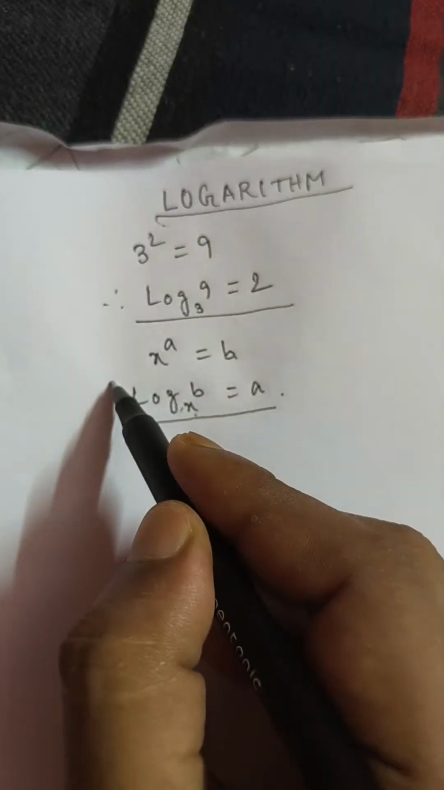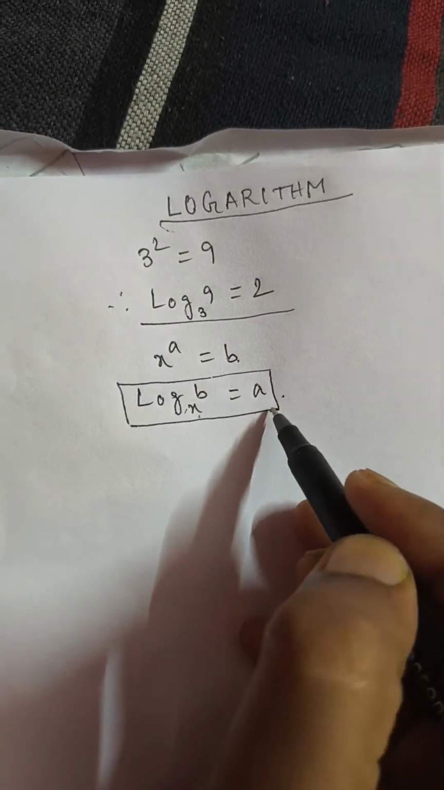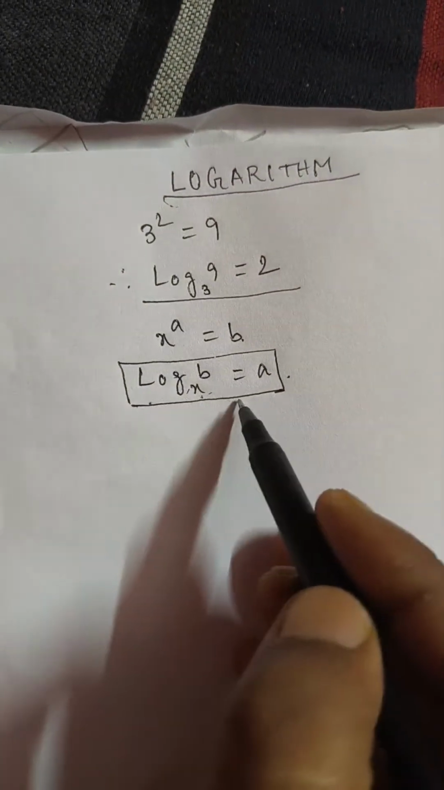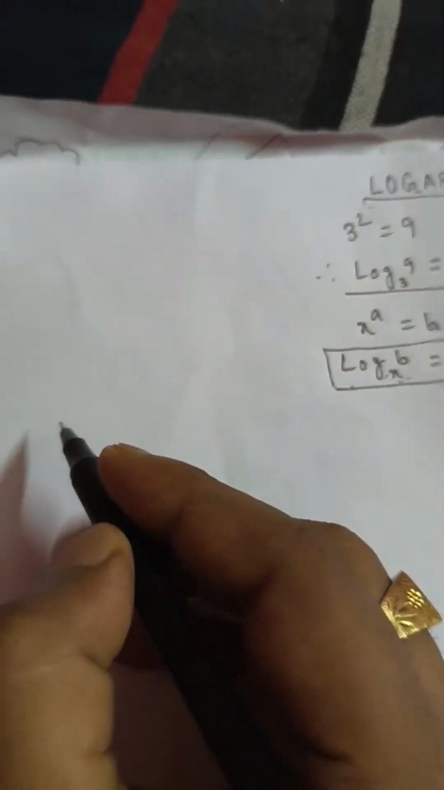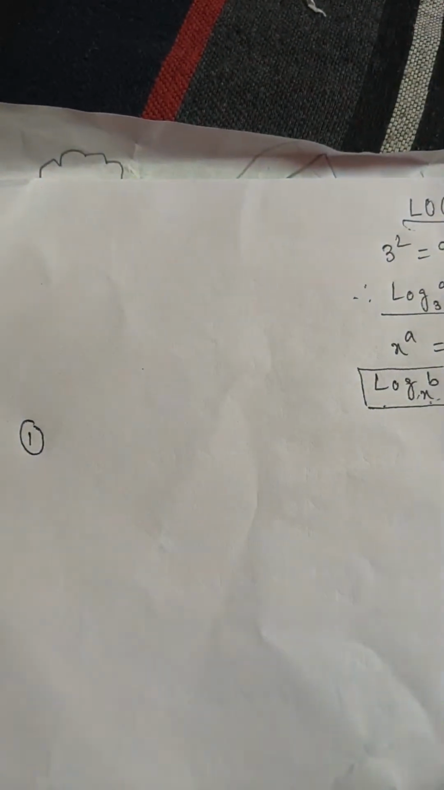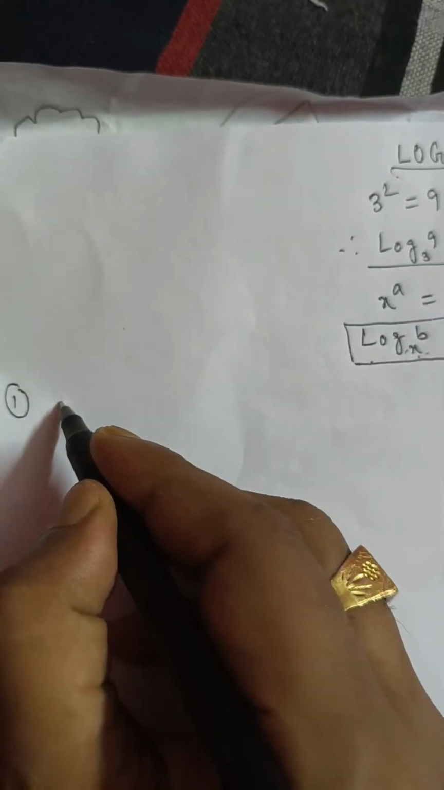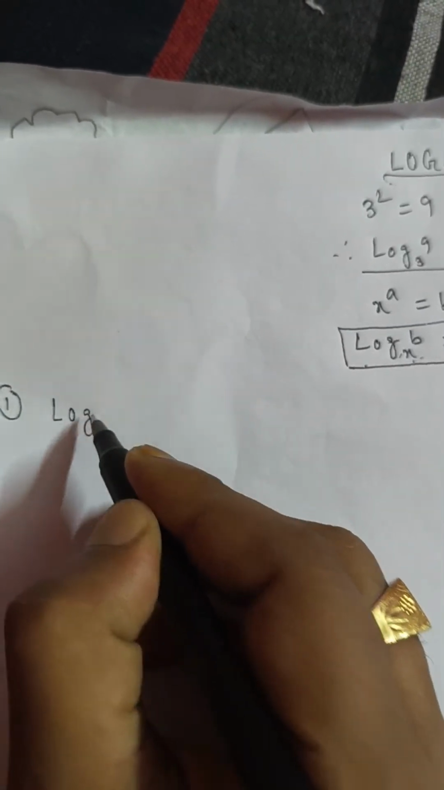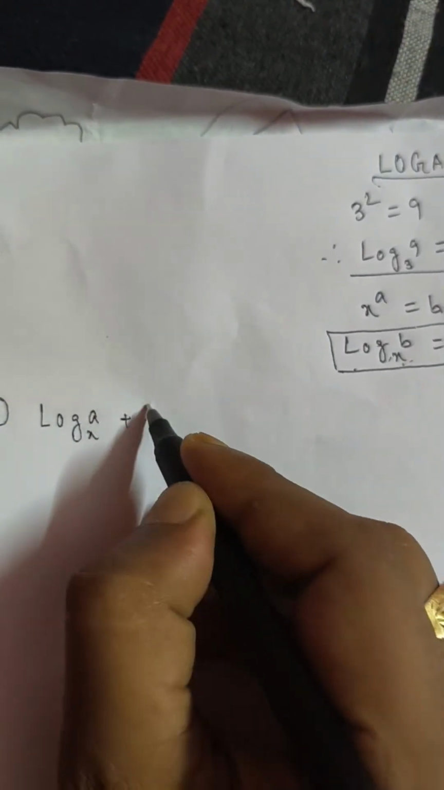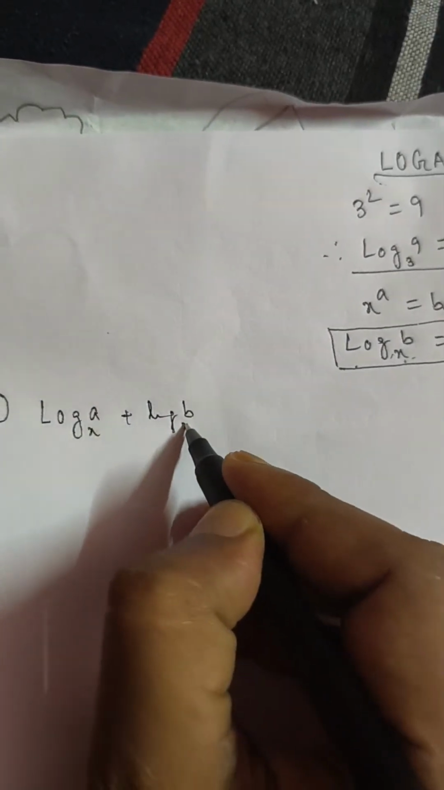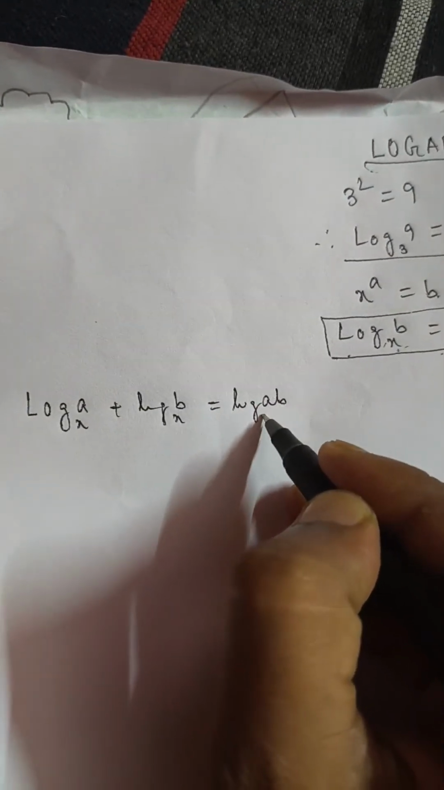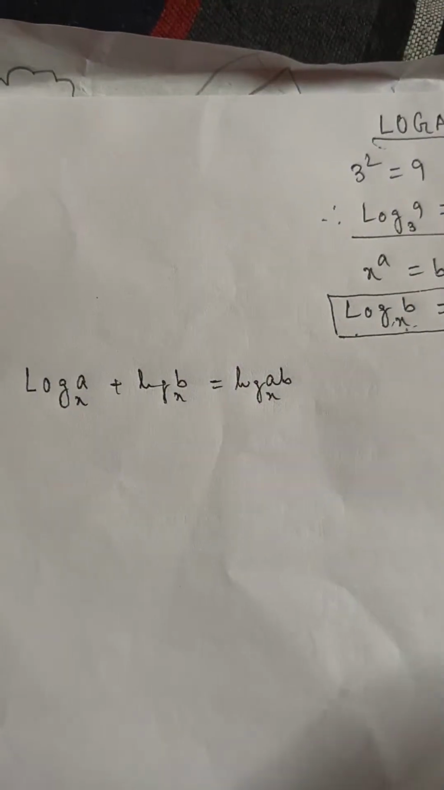Now we will try to prove some properties related with logarithm. First property: log of a base x plus log of b base x is equal to log of ab base x. So how we can prove this?